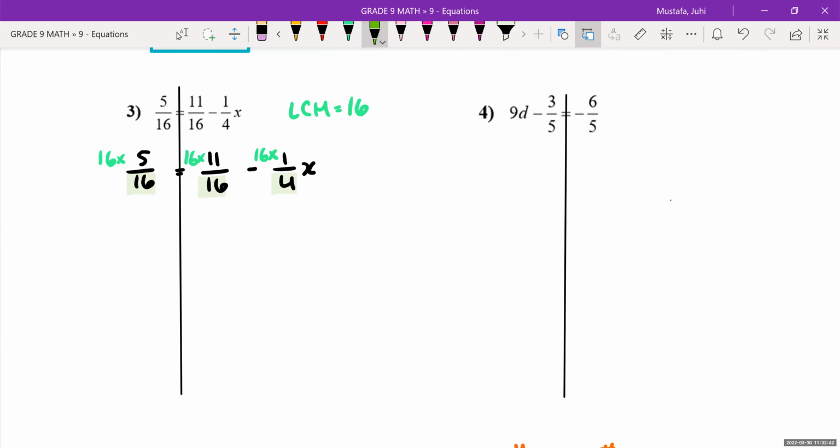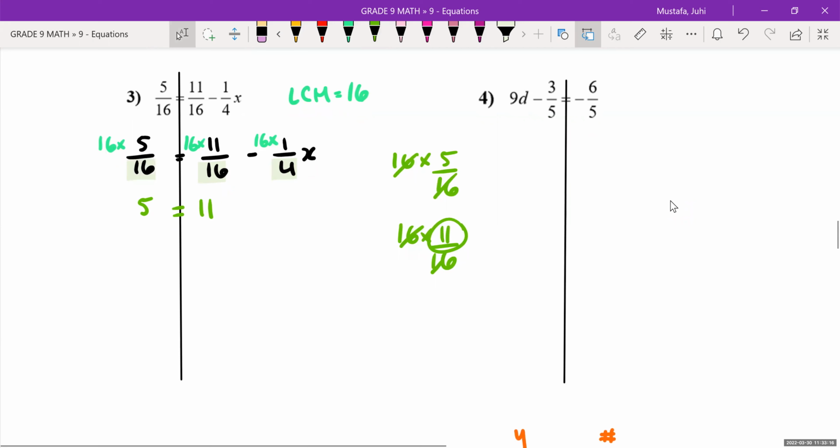Okay, now look what happens. 16 times 5 over 16. I'm just going to multiply these two numbers on the side over there. You don't even need to multiply 16 times 5 or anything like that. You can just cross reduce. The two 16s will cancel out, and all you're left with is the number 5. How about 16 times 11 over 16? The 16s will cross out, and all you're left with is 11.